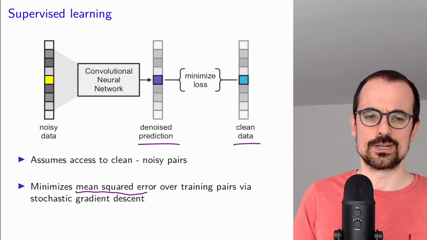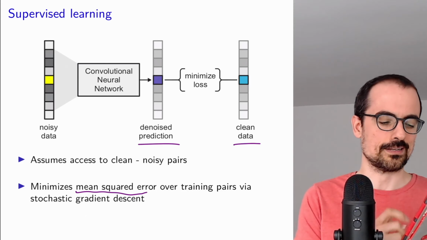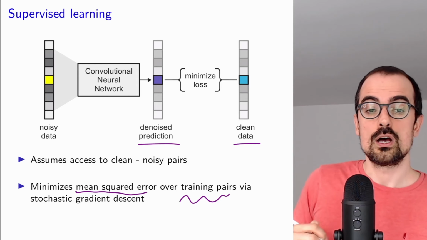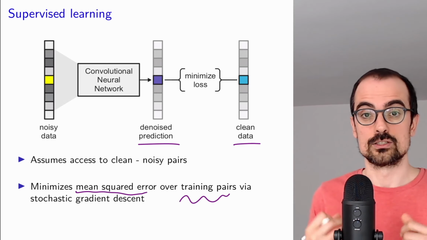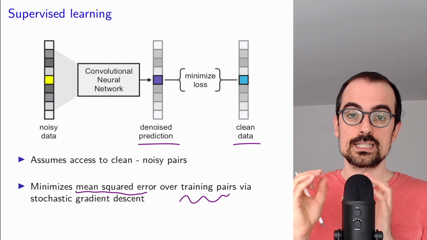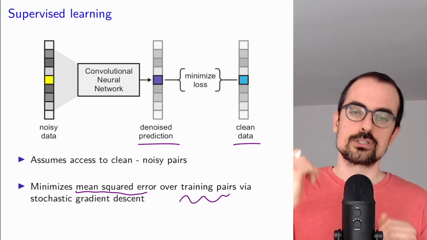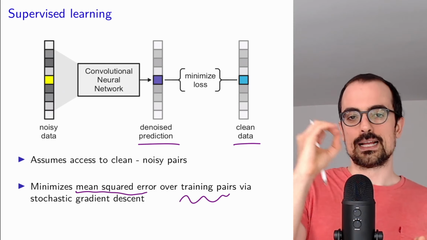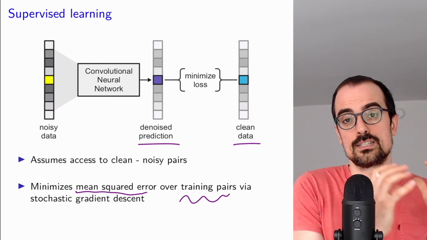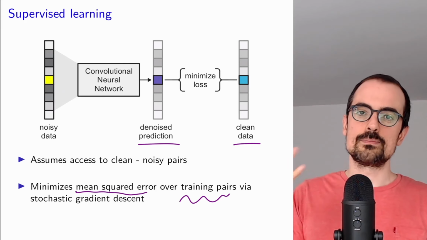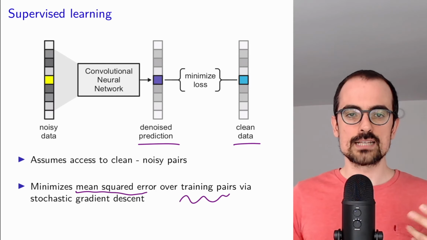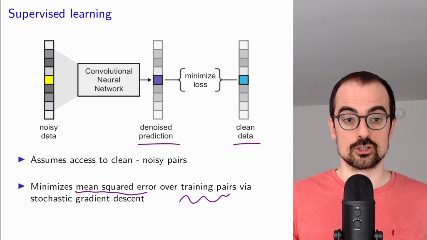Clean data is a bit of a strange term. I think clean signal or clean image is better. And we do this over many, many, many training pairs via stochastic gradient descent. So we look at the gradient of the mean squared error with respect to the network parameters, and we go in the opposite direction of the gradient little by little. This is called stochastic gradient descent because you do this for batches, which are just sets of images, because you can typically not do this for the whole training set at the same time because of computational constraints.